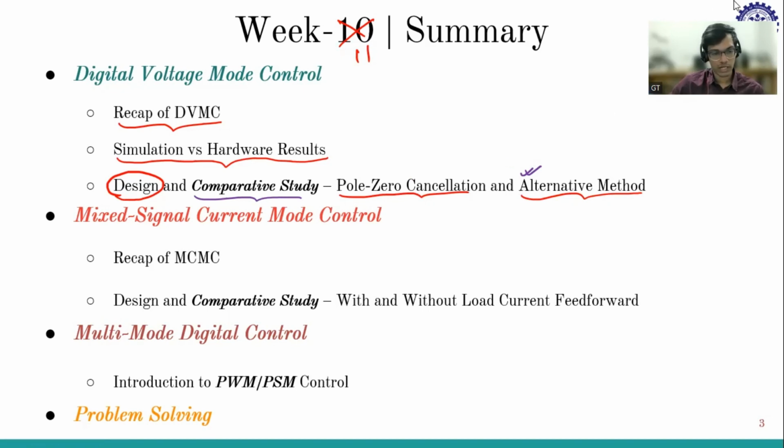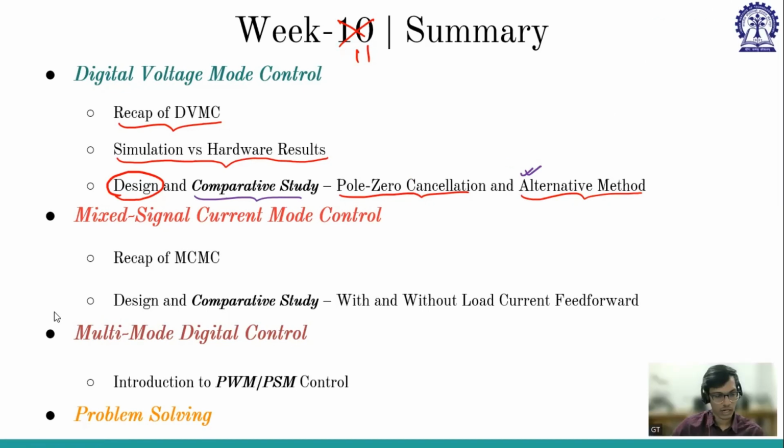And in mixed signal current mode control, again we did a quick recap. Peak or valley could be valid, but we are only talking about peak current mode control because the duty ratio is less than 0.5, and for duty ratio less than 0.5, valley current mode control will be unstable.